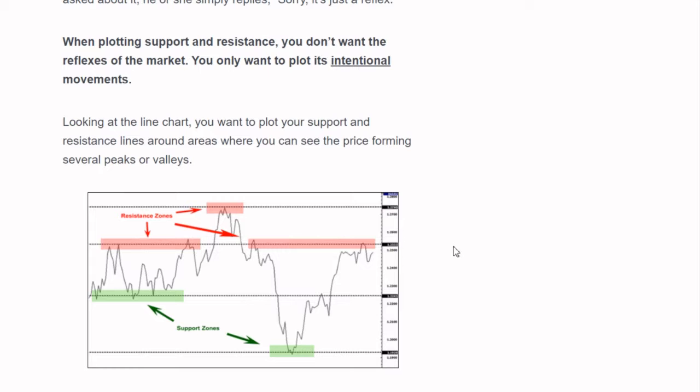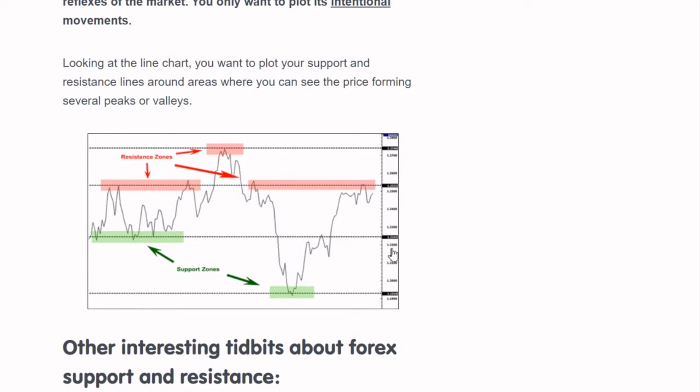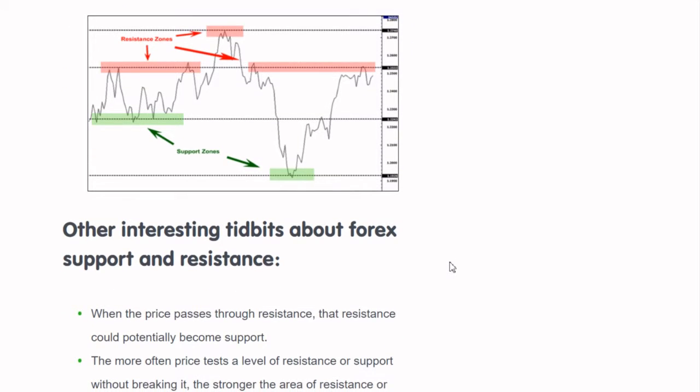Now, you only want to plot intentional movements. That's a very, very good point. So you can see support zone, resistance zone, obviously here, quite obvious, and then support zone. So you can see how basically easy it is for anyone to just look at a graph, have a bit of a look at it, and see what's going on.